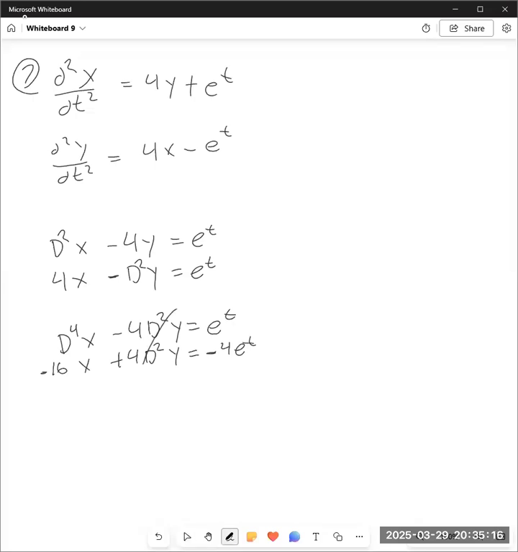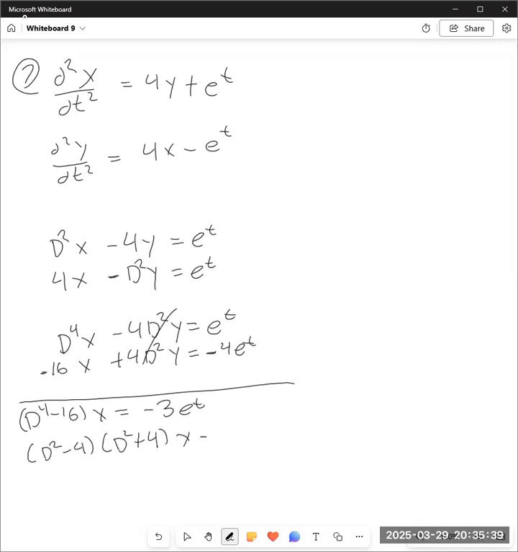And when I add and eliminate my y's, I get (D⁴ - 16)x is equal to -3e^t. Let's go ahead and make this (D² - 4)(D² + 4)x is -3e^t, which makes this (D + 2)(D - 2)(D² + 4)x is -3e^t.